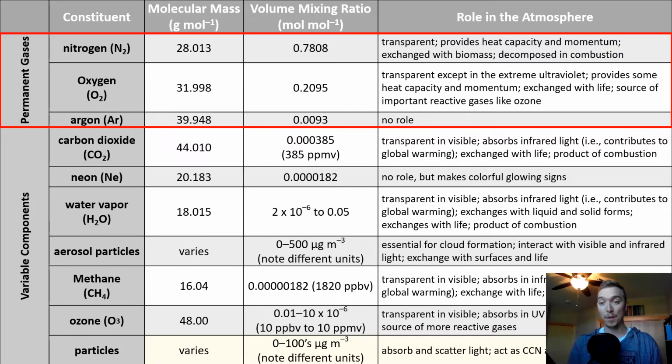Then plants use carbon dioxide, moving into the next one, to make oxygen. It also acts as a blanket and prevents the escape of heat into outer space. It also absorbs infrared light, contributing to global warming. Not necessarily the best outcome. And it is a product of combustion.